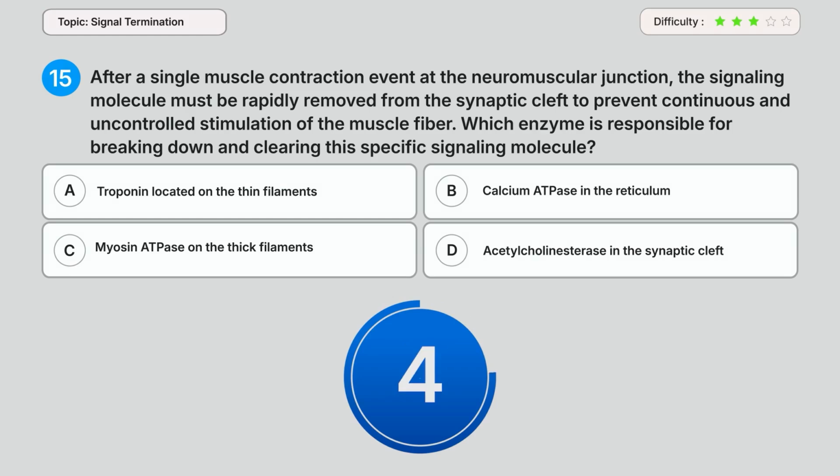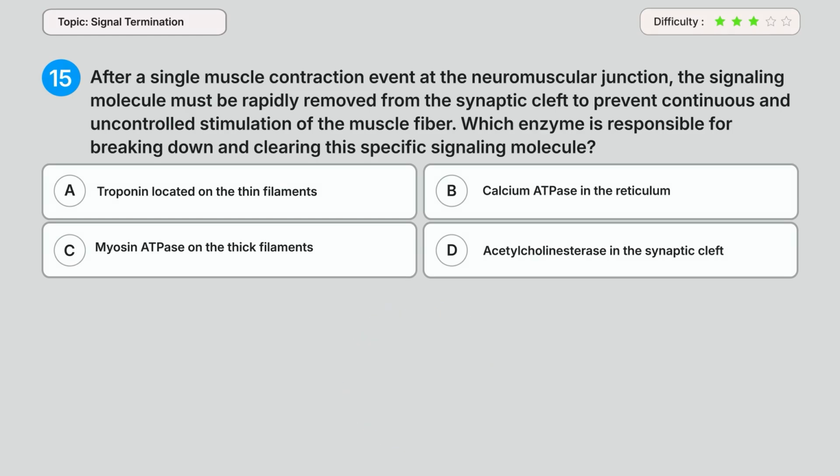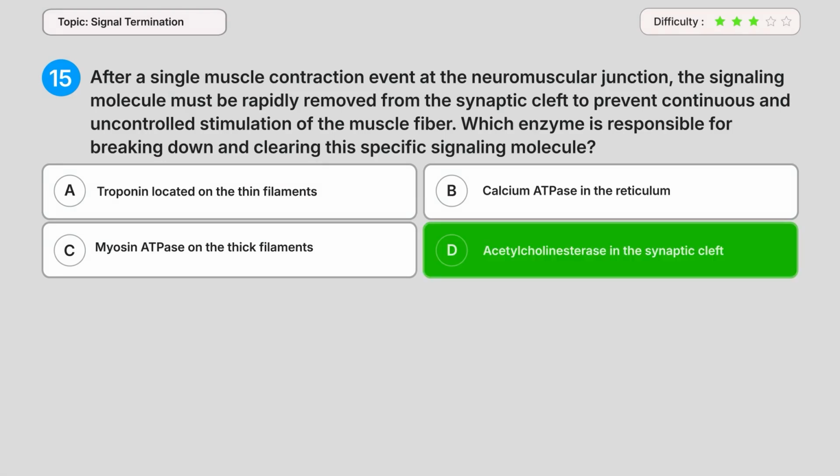Can you guess the answer? Correct answer, D. Acetylcholinesterase in the synaptic cleft.